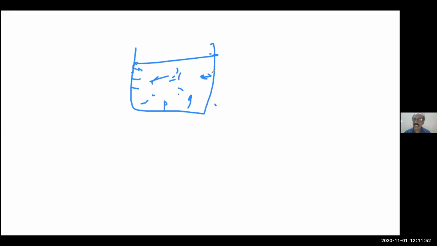everywhere. But the thing is, adhesion means attraction between two types of molecules. Cohesion means attraction between the same type of molecules. So here adhesion between water molecules and glass is very high. That's why this is not coming back.